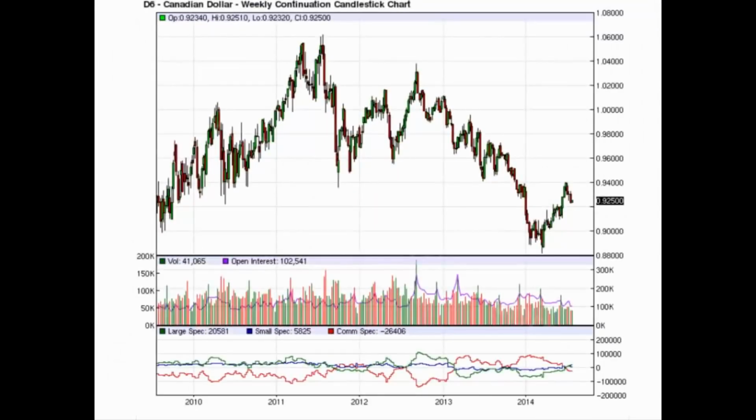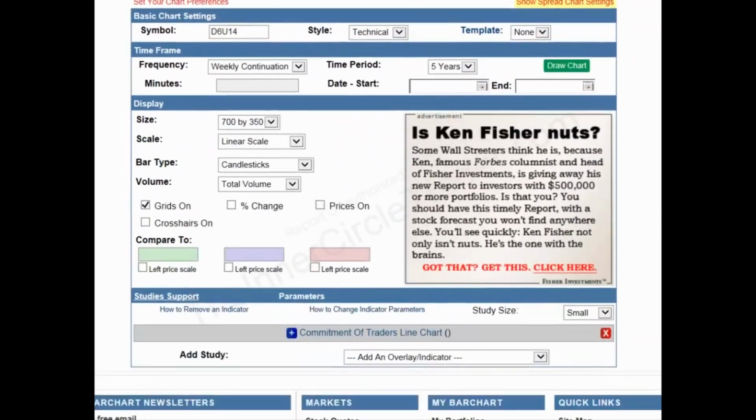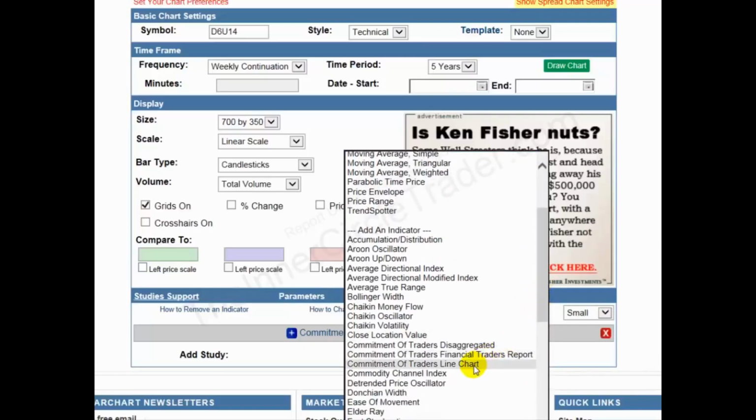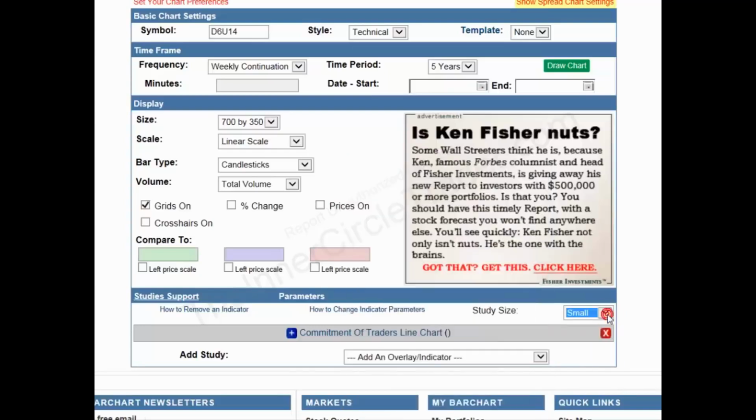Okay, folks, we're looking at the Canadian dollars as a weekly chart, and I want to show you what it looks like in an example that just recently happened. We have the red line here. This is the commercials, and the way you get this chart, this is barchart.com, by the way, you go down to the bottom of the page once you load a chart up, click indicator, and you're going to add this one right here, the commitment of traders line chart. Okay, that's what you want. You can make it small, medium, large. It's small right now. I don't need it any larger than it is. And I got 5 years on it.